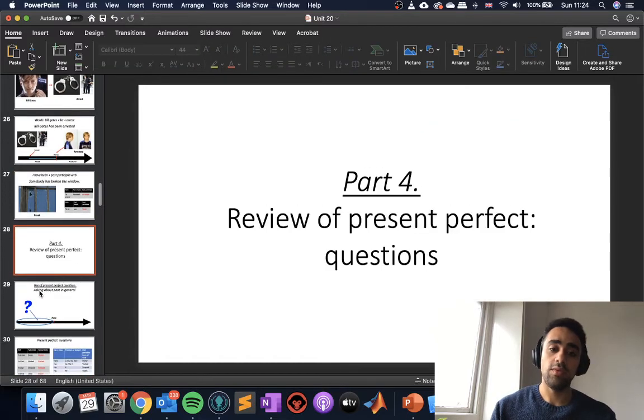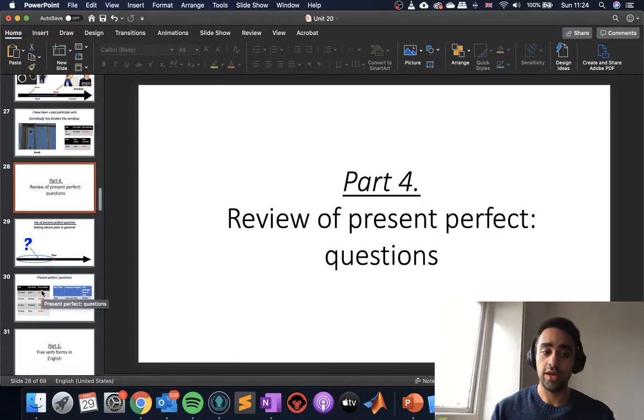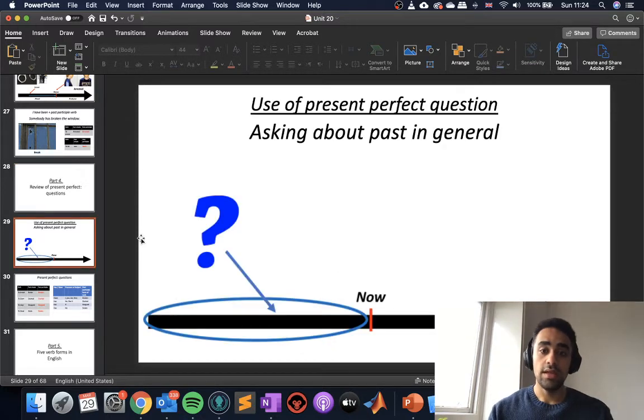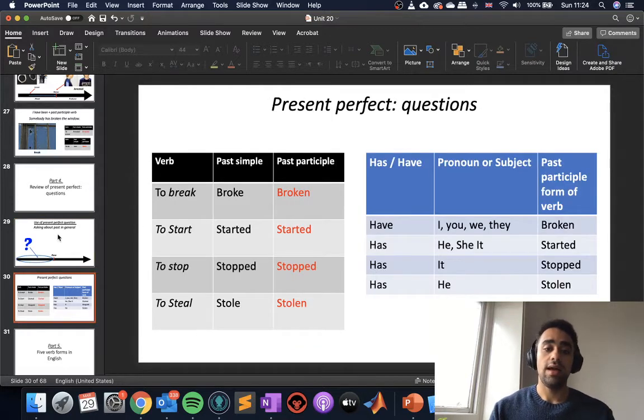So what if we want to use the present perfect in questions? As in past simple or present simple, we use our helping verb. In the past it was did. In the present simple, it was do or does. In the present perfect, it will be has or have. So it will be has or have plus the subject plus the past participle of the verb and then the rest of the sentence.